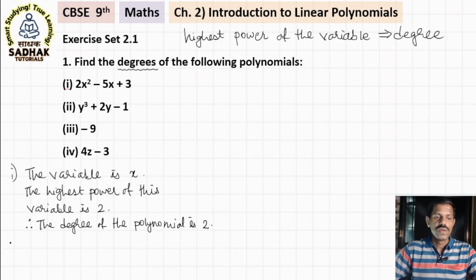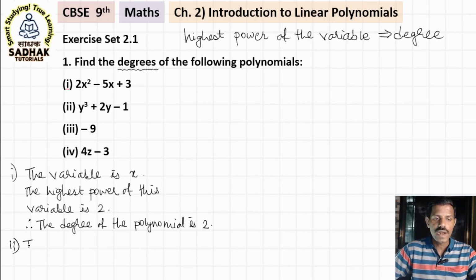So what is considered as the degree of a polynomial? The highest power of the variable in the given polynomial is the degree of that polynomial. So let us solve the second one: y cube plus 2y minus 1. Again, in this polynomial we can see 3 terms. Out of the 3 terms, 2 have the variable y. In the term 2y the power of y is 1, whereas in y cube the power is 3. So that is the highest power, which we take as the degree of the polynomial.